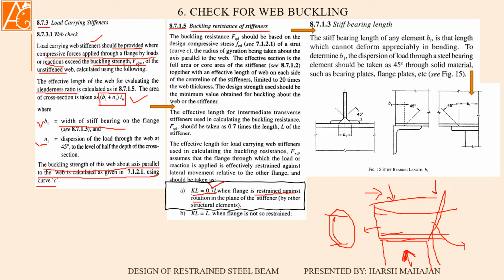Next thing is we have to calculate B1, in 8.7.1.3, the stiff bearing length. B1 is that element which cannot deform. So this is like the support length only. So in that direction there will be no deformation occurring due to moment or bending. And N1, we have to calculate like this, 45-degree reaching to the half depth. So this distance is actually our N1. So in practice how to do that we will see here.